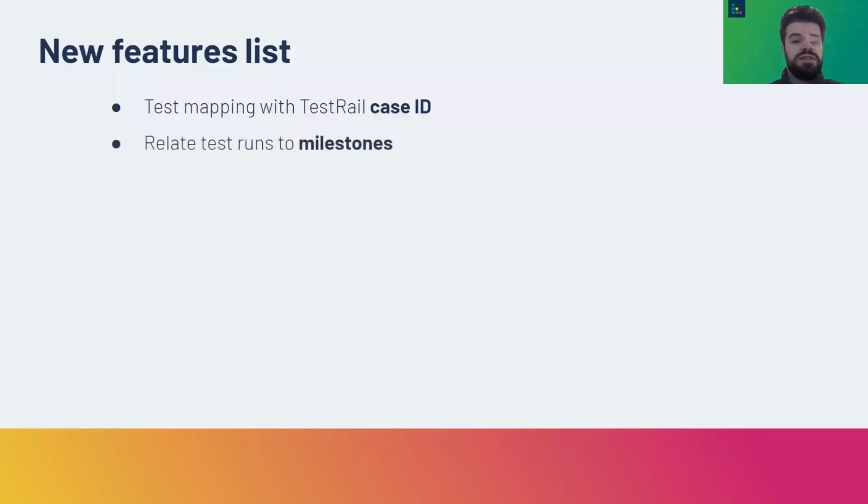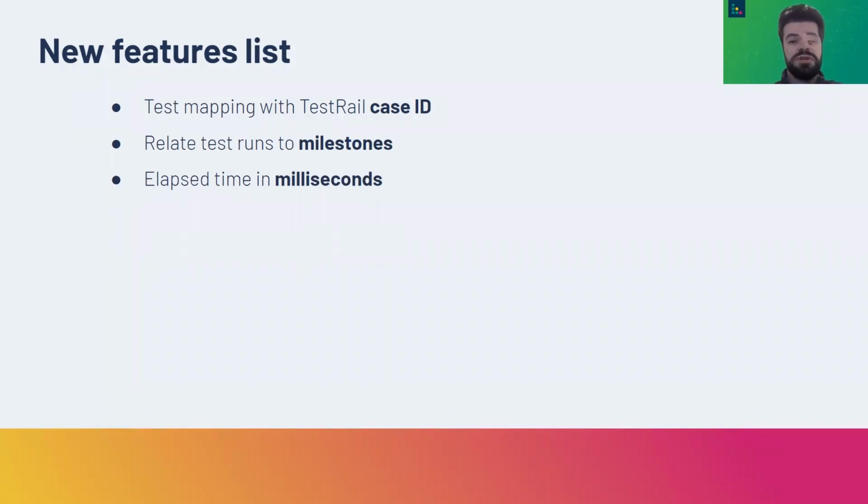Then you can also relate your test runs to milestones. A few people were also asking for this feature. So if you want to relate your test runs to milestones so that it makes it easier to organize your test runs, to report on your test results, you can now do this as well. You can have your elapsed time in milliseconds. This was something we had some complaints about as well, because some people wanted to see milliseconds for things like API tests, which are very fast.